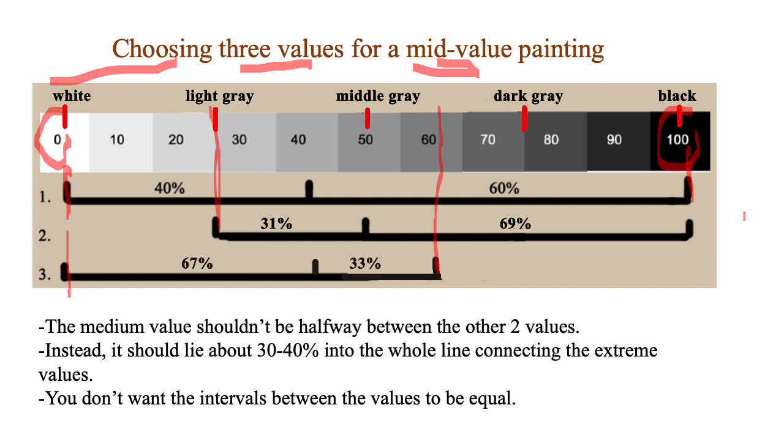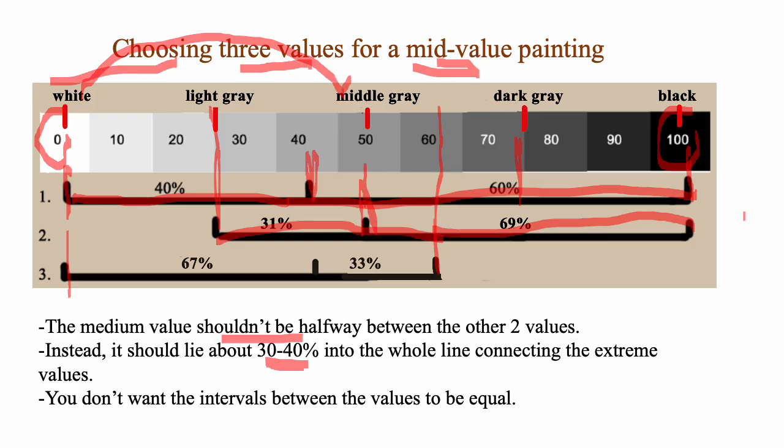So where should the third value be? Well, it shouldn't be halfway in between, and some number like 30 to 40% into the line is a good number. So you take the line that connects the two extremes, and then the middle value can be about 30 or 40% in, either here or it could be over here. Similarly, this is a smaller range going from there to here, and the middle value is 31% into the line. So you don't want the intervals between the values to be equal.